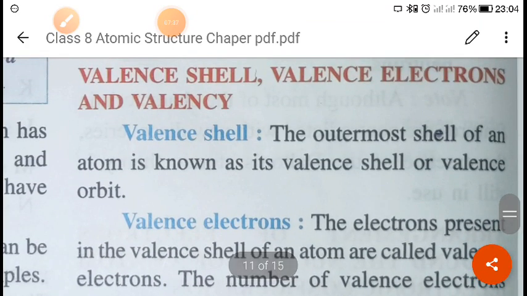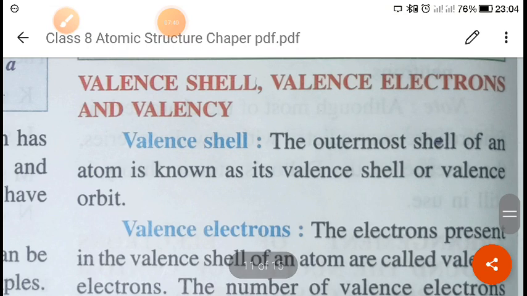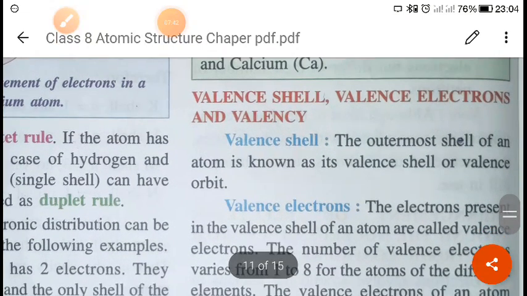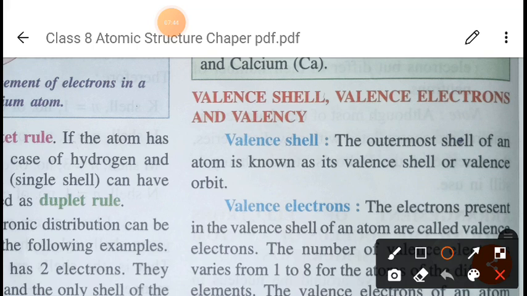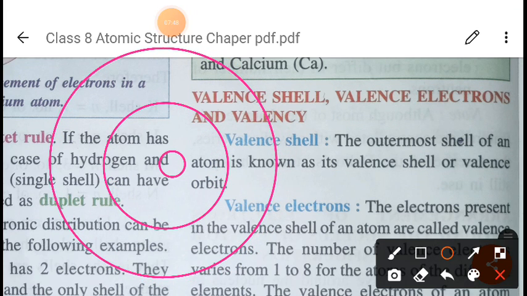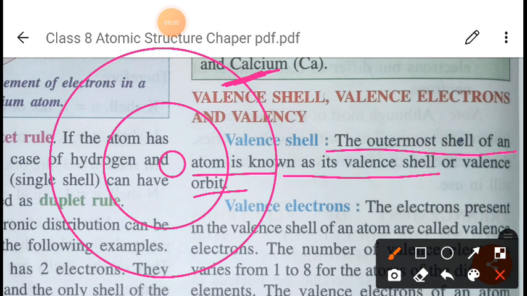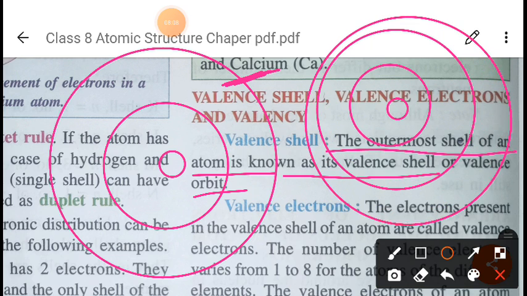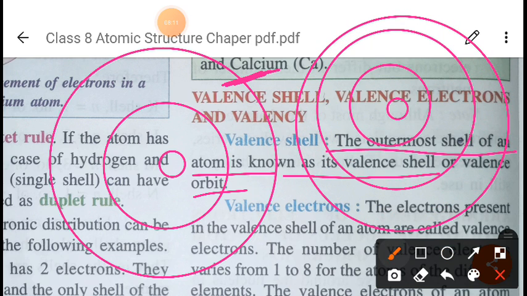Now next is valence shell, valence electron, and valency. It is a very easy thing. Suppose this is an atom, this is the first shell, this is the second shell, and this is the third shell, like this. The outermost shell, what is it called? Valence shell. This is the outermost shell. The outermost shell of an atom is known as the valence shell or valence orbit. I hope you are understanding this. Suppose we take this example here. Which one will be the outermost shell? This one will be the outermost shell.